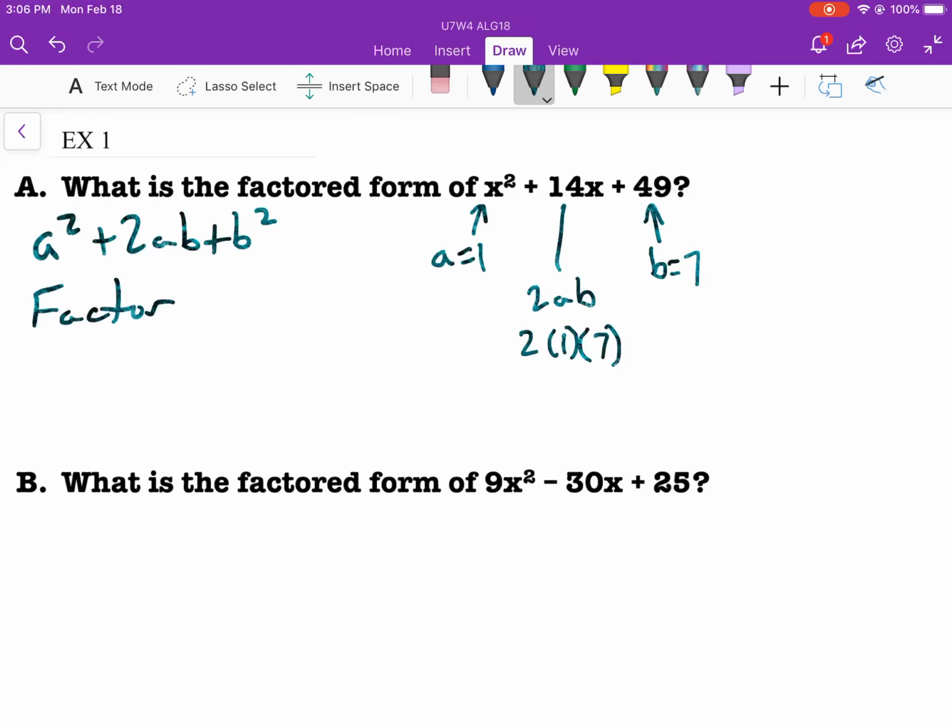So we can say that this is equal to x plus 7, x plus 7. Then another way to write that would be x plus 7 squared. Done.